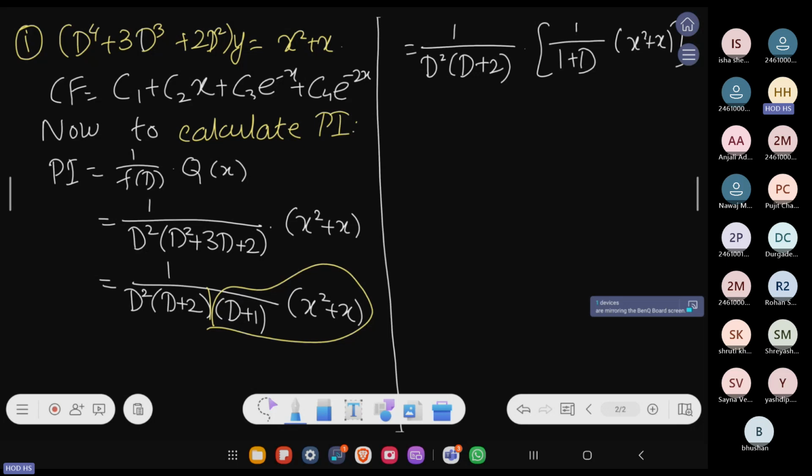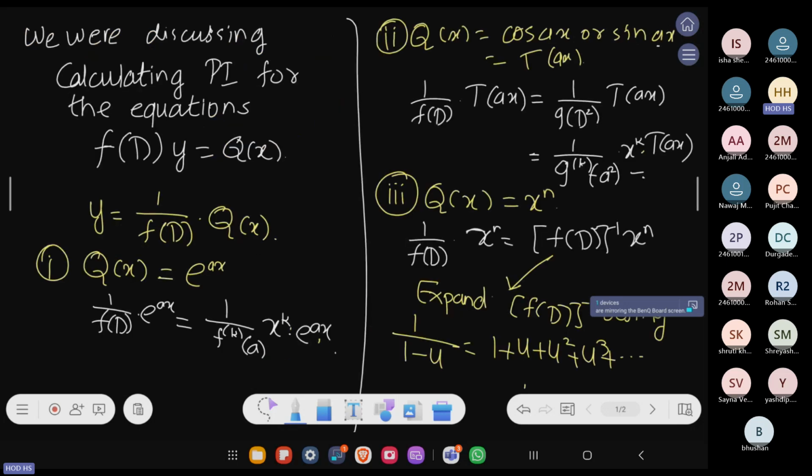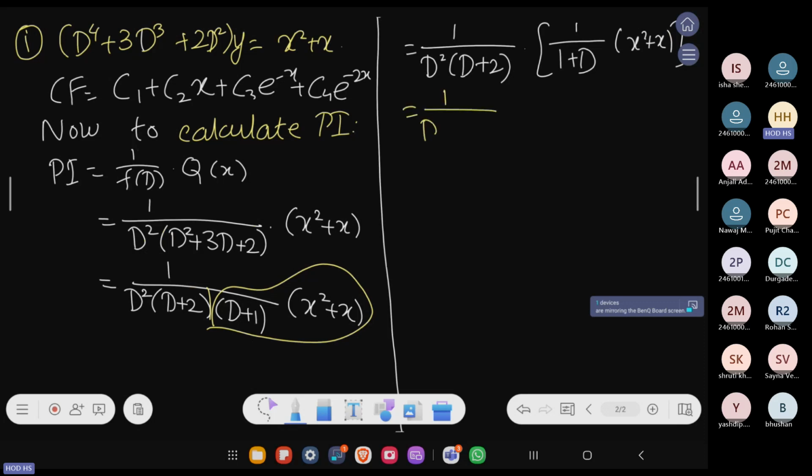Instead of plus, it will be minus. So there will be alternating plus minus signs. Right? So expand that. You will get 1 upon D square (D plus 2) as it is. Expanding this bracket, you will get 1 minus D plus D square.